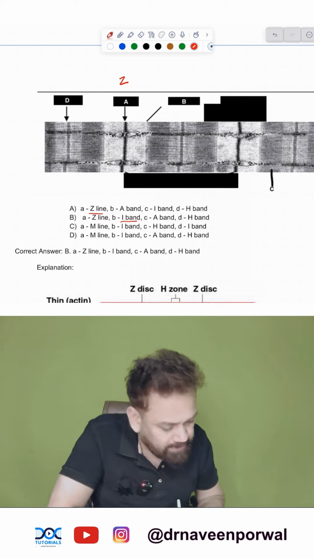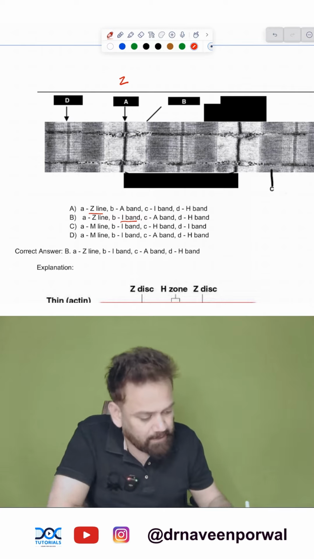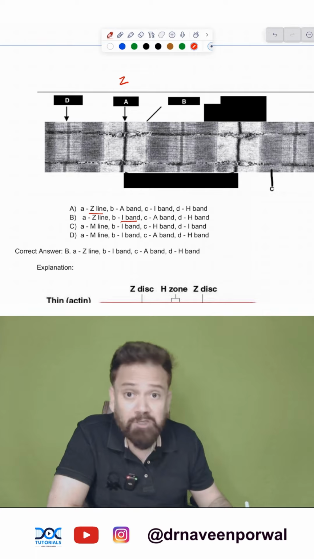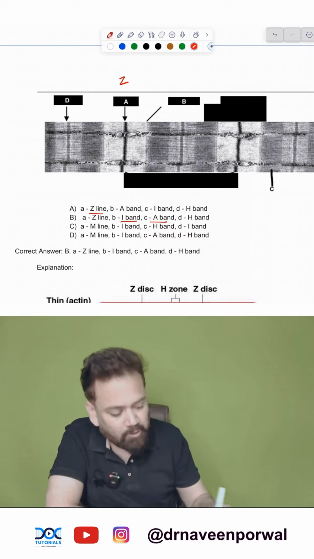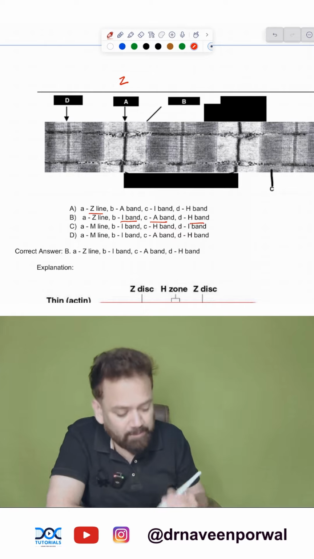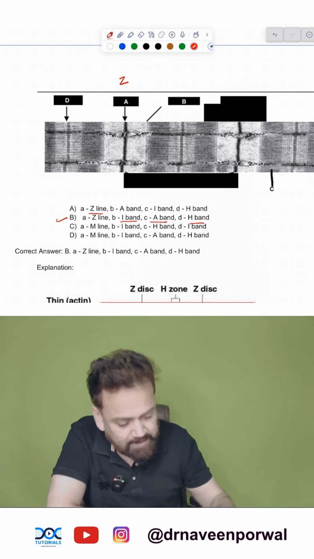Now coming to C. C is the dark area, which is called A band. C will be A. And D, let me see D. D is in between that, called H zone, H band. So the answer is clear cut B, but let me discuss in detail.